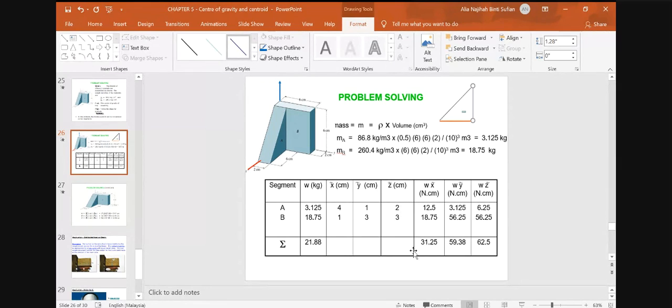Sorry, Prof. The 2 is from the segment B, right? This one, 2. No, the x-axis. X-axis is now 4. Why 4? Because you see the x-axis now, x here, right? So the distance in x-axis for part A, okay, 6 plus 2. The 2 is from segment B, right? Okay.